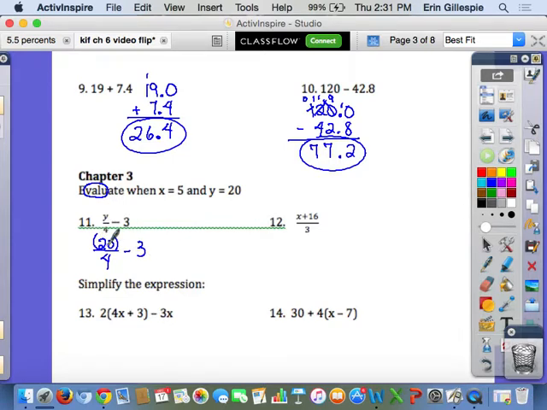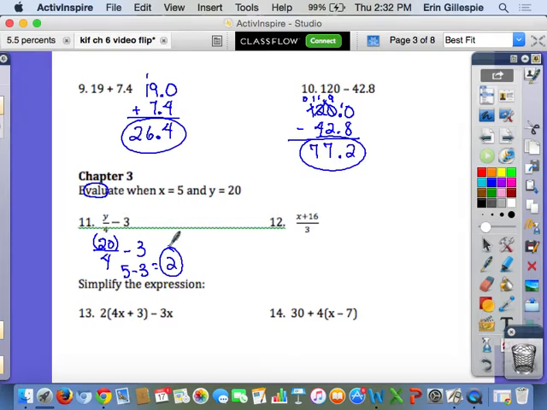Remember, we put in numbers for variables. We should put them in using parentheses. According to order of operations, this would be division. This is subtraction, so I want to divide first. So 20 divided by 4 is 5, and then 5 minus 3 gives me 2.